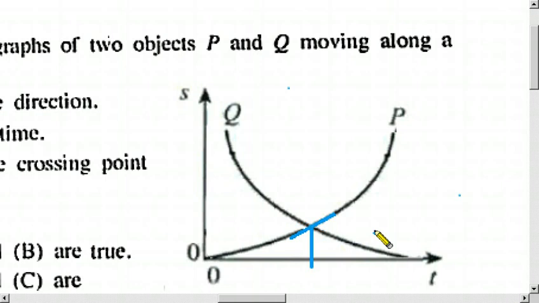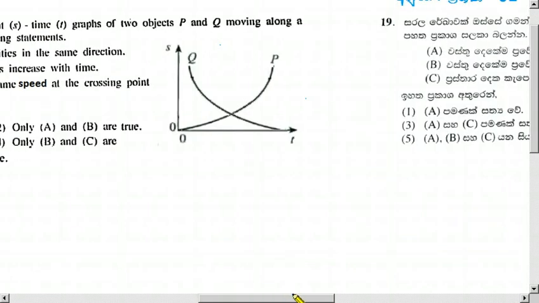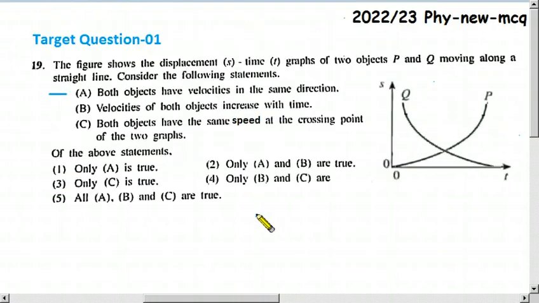So neglecting the direction, we can say the magnitudes of the angles are equal. Therefore we can say speed, we can't say velocity, because the directions are opposite but the magnitudes are equal. So therefore we have to say speed. Both objects have the same speed at the crossing point of the two graphs. So that is correct. This one was wrong, this one was wrong. So the final one, the C, only correct. Only C is true. The answer is 3.